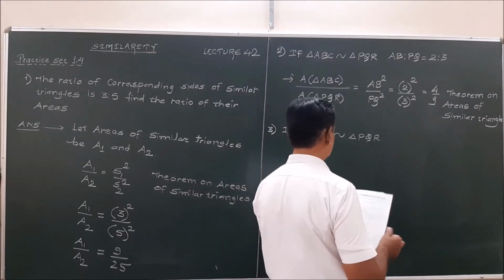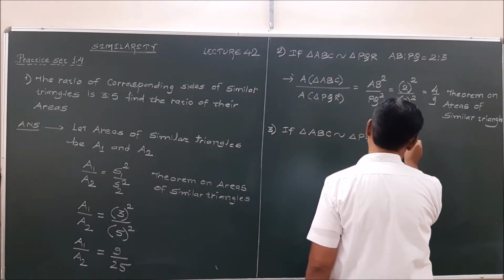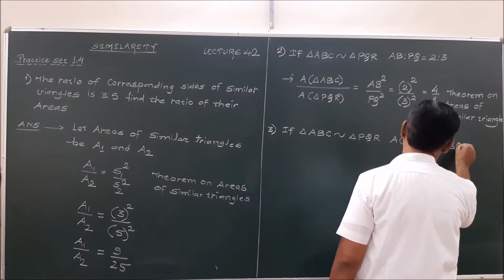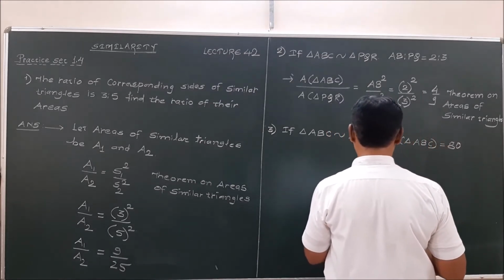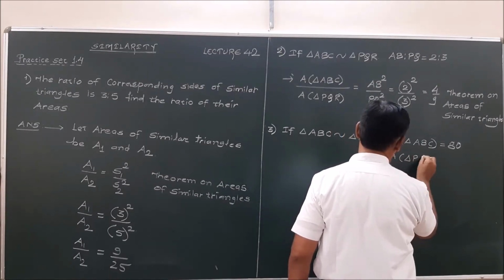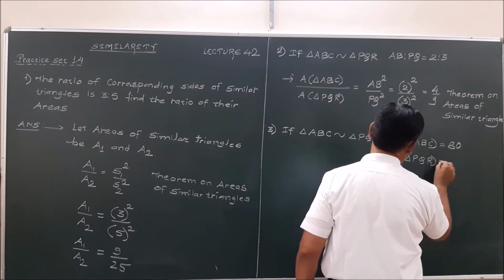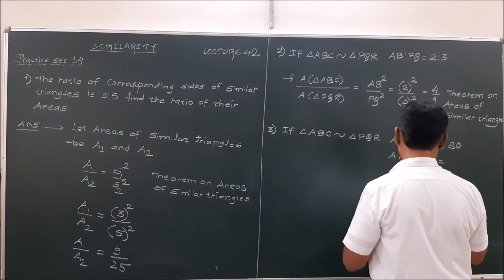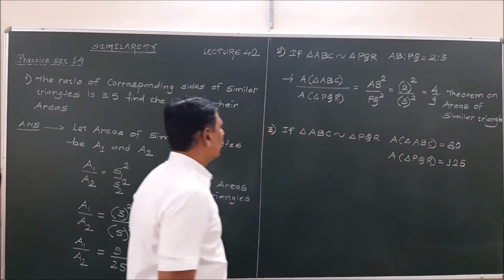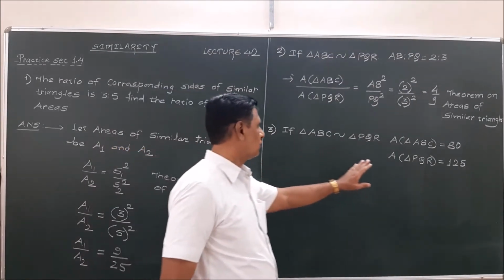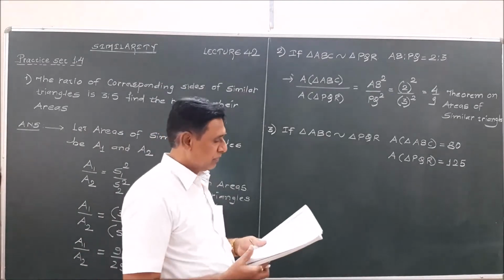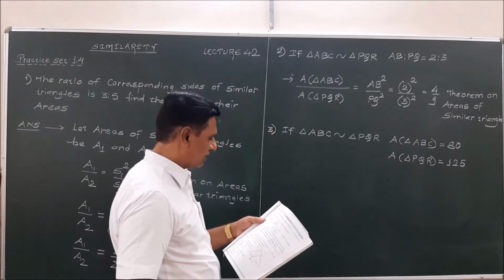Area of triangle ABC is 80. Next to that, area of triangle PQR is equal to 125. Triangle ABC is similar to triangle PQR. Area of triangle ABC is 80. Area of triangle PQR is 125. Fine. Then the question asks, fill in the blanks are there.